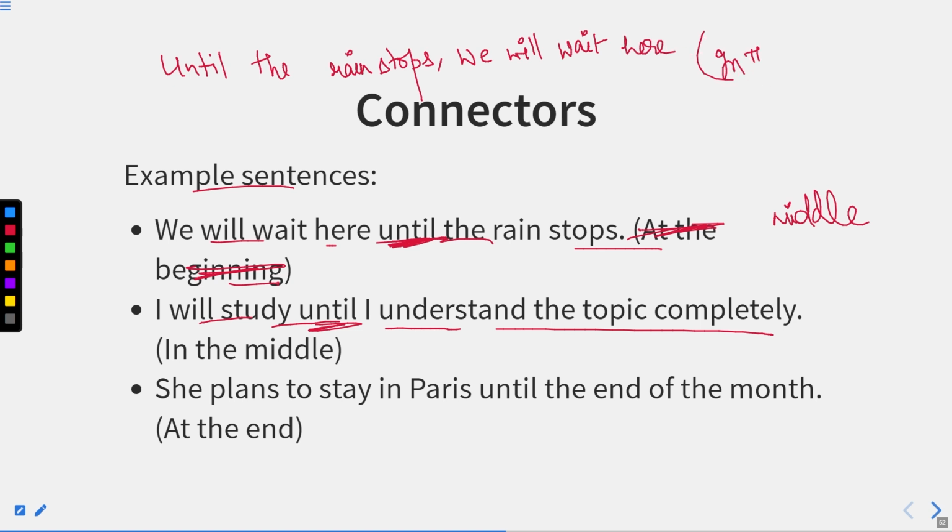So this is the difference: if I want to use this in the beginning of the sentence, until will be at the first part of the sentence, and if I want to use it in the middle of the sentence, it can be used, but after that the time clause or the subordinate clause should be mentioned. She plans to stay in Paris until the end of the month.